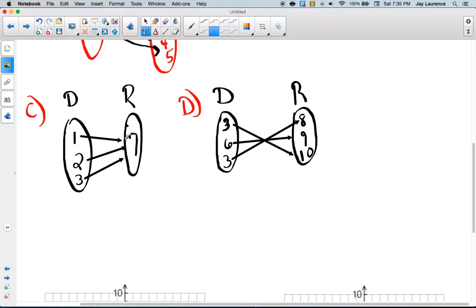That is a function. D has 3 going to 10, 6 going to 9. So far, this is good. It's still a function. And 3 going to 8. Wait a minute, 3 is going to 2 different places. Holy cow, we can't do that. 3 can't be going to 10 and 8 to be a function, so D is only a relation.